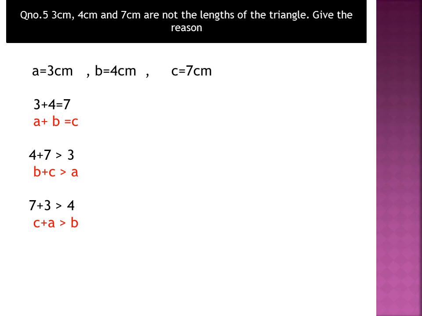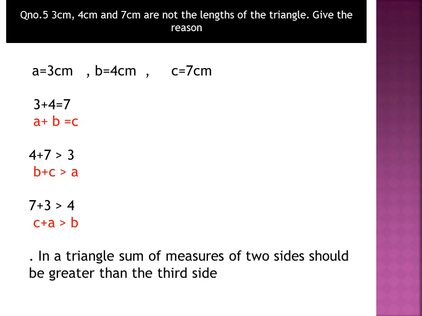Here you can observe that in the first statement the sum of the sides A and B is equal to the third side C, but we know that in a triangle the sum of any two sides must be greater than the third side. That's why we can say that the given lengths 3 cm, 4 cm and 7 cm are not the lengths of a triangle, because in a triangle the sum of measures of two sides should be greater than the third side.